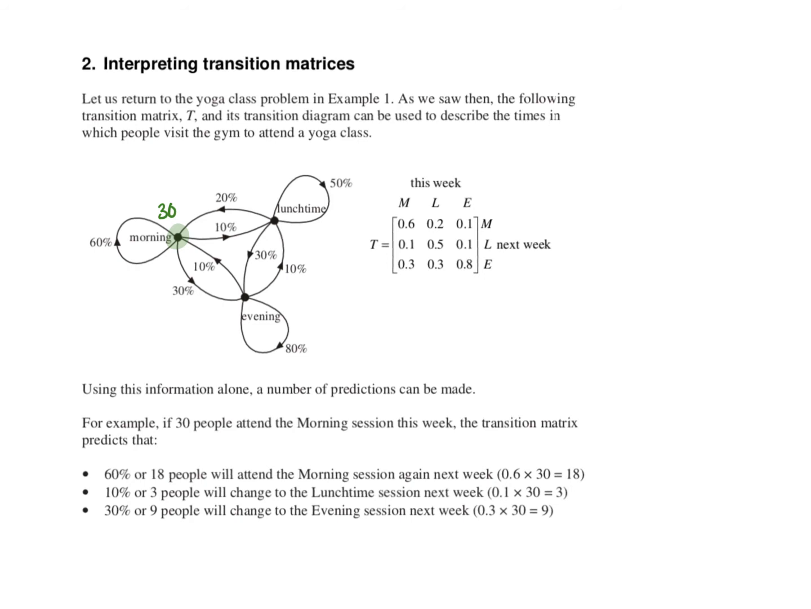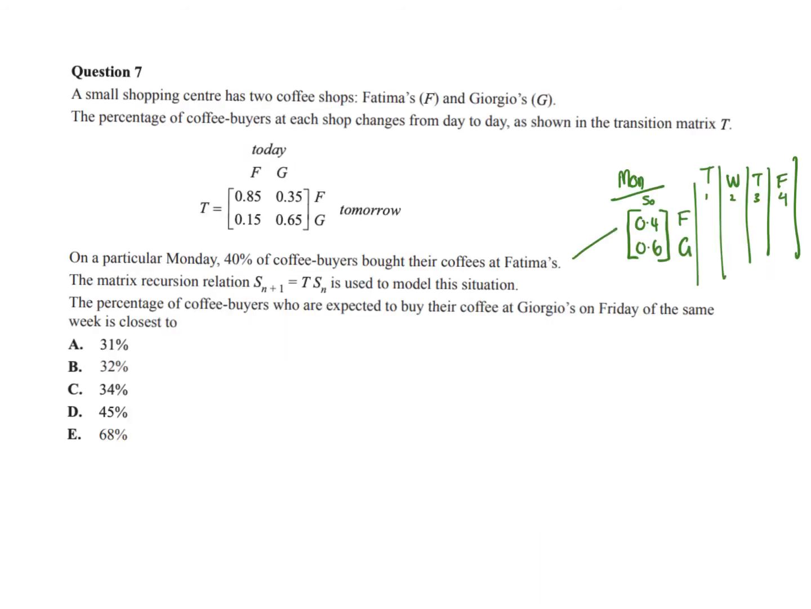So what you know is because 30 people are there, but 60% go back to morning, so they're doing 60% of 30 to get the 18. Or we can say that 10%, or 3 people, change to lunchtime, so they're doing 10% of 30. And you can also work out how many people go to evening because of the 30%, and so on. All right, so we can interpret a few things individually. So let's go do some questions.